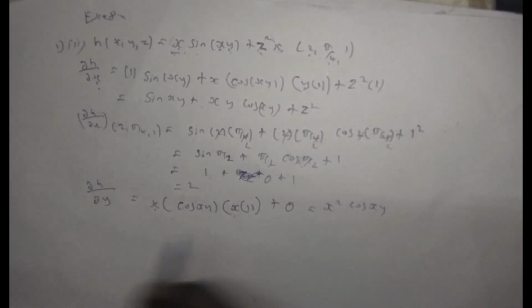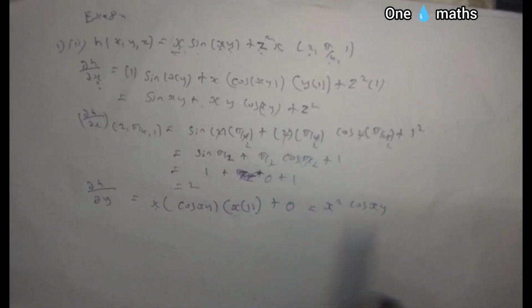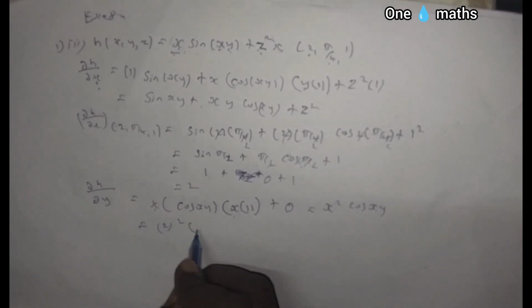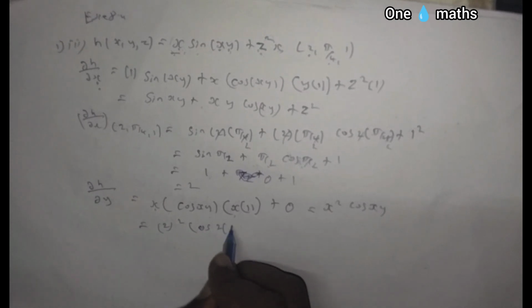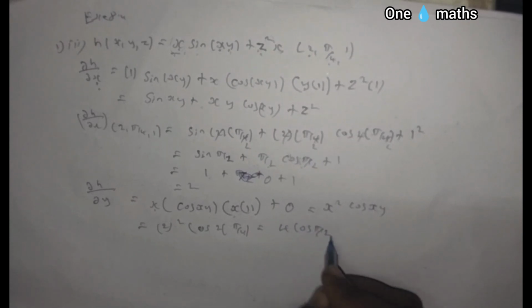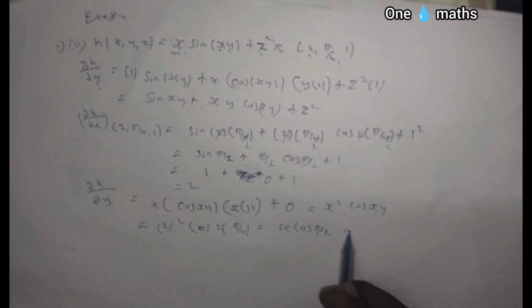Now substitute the values 2, pi by 4, 1. Instead of x, 2, then 2 squared, cos of 2 into y value pi by 4. Then 4 into cos pi by 2. So cos pi by 2 value is 0, 0 into 4, so it becomes overall 0.